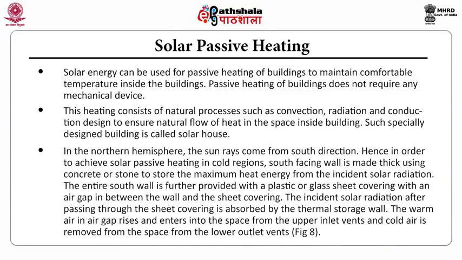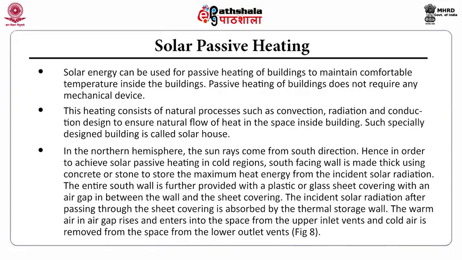In the northern hemisphere, the sun rays come from the south direction. Hence, in order to achieve solar passive heating in cold regions, the south facing wall is made thick using concrete or stone to store the maximum heat energy from the incident solar radiation. The entire south wall is further provided with a plastic or glass sheet covering with an air gap in between the wall and the sheet covering.